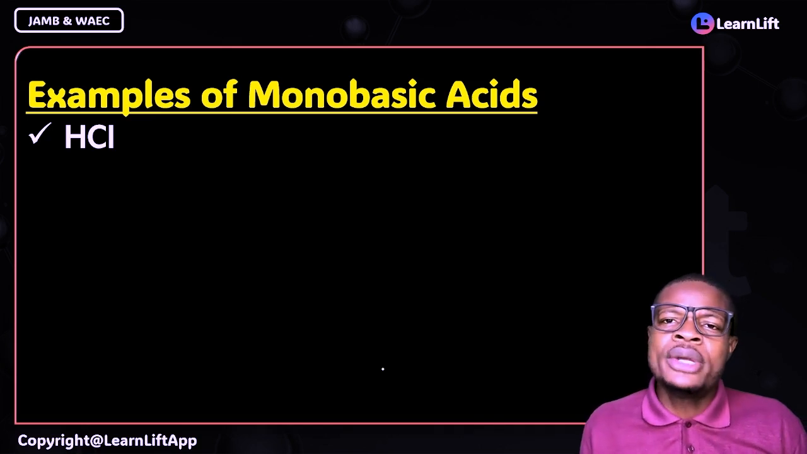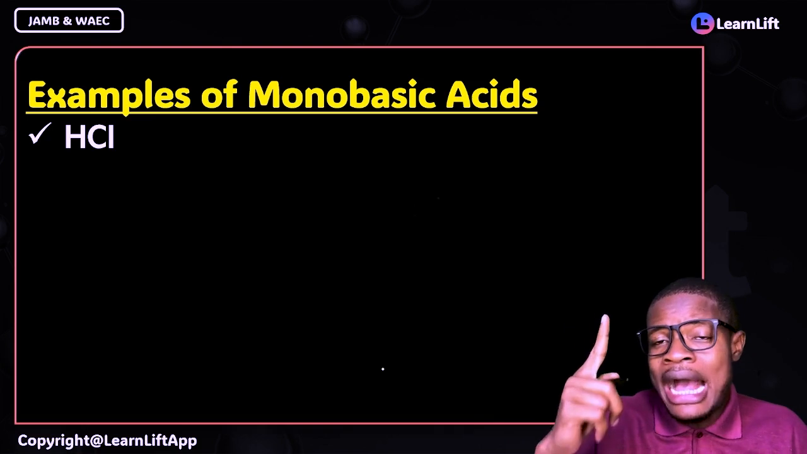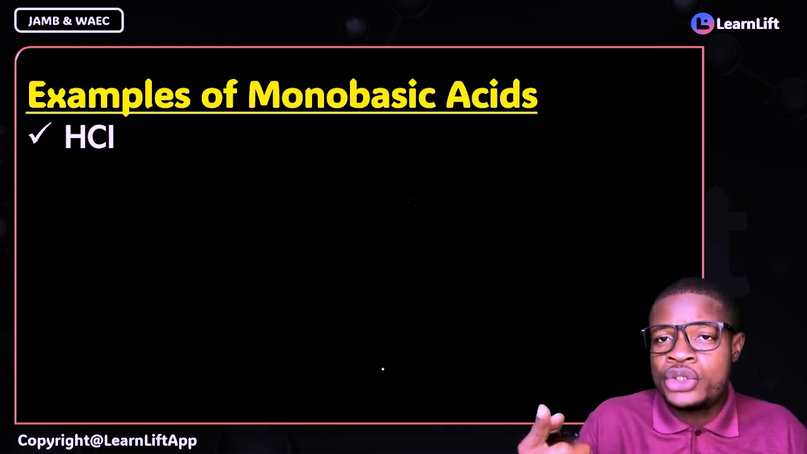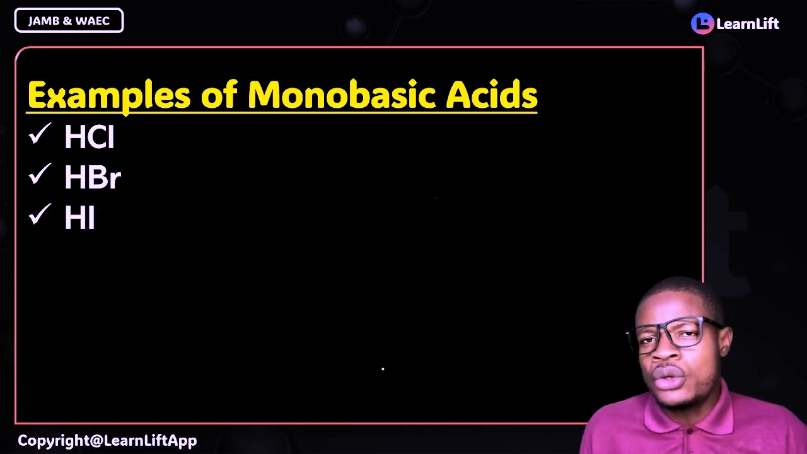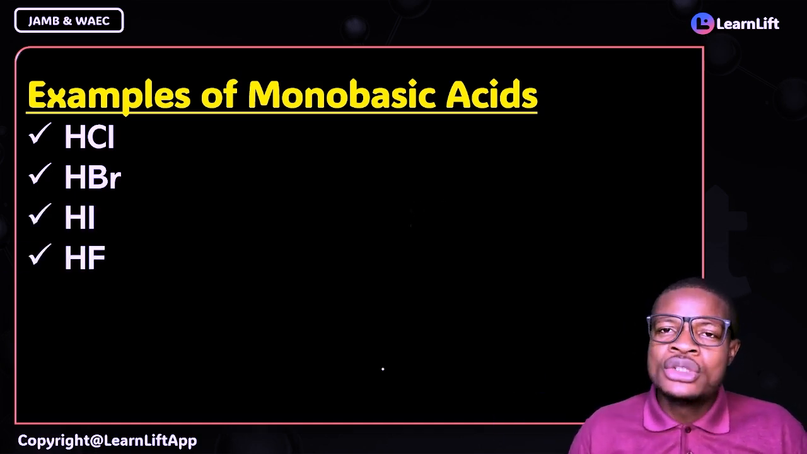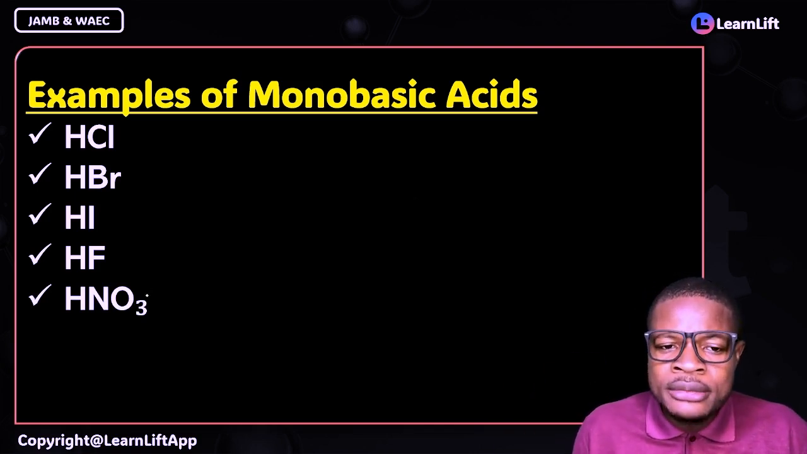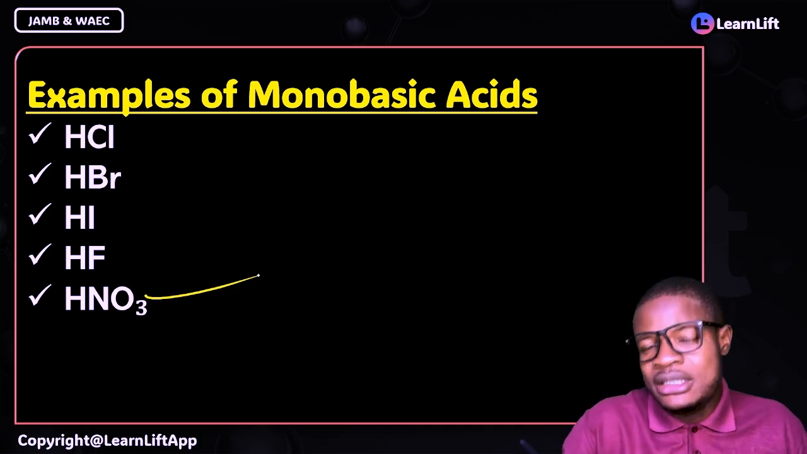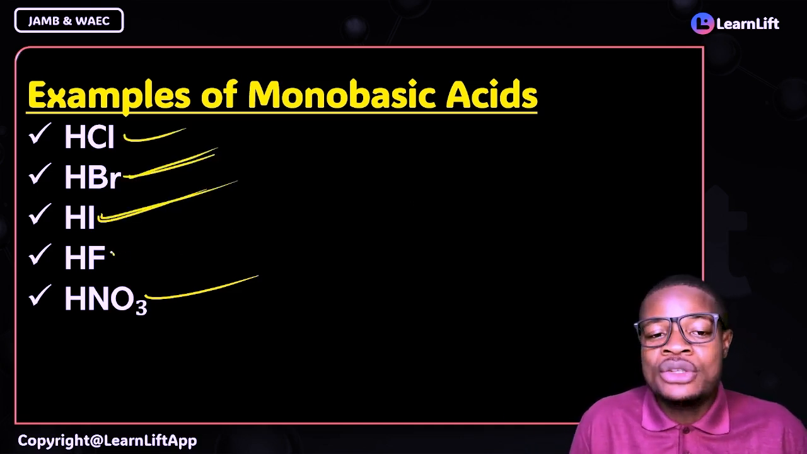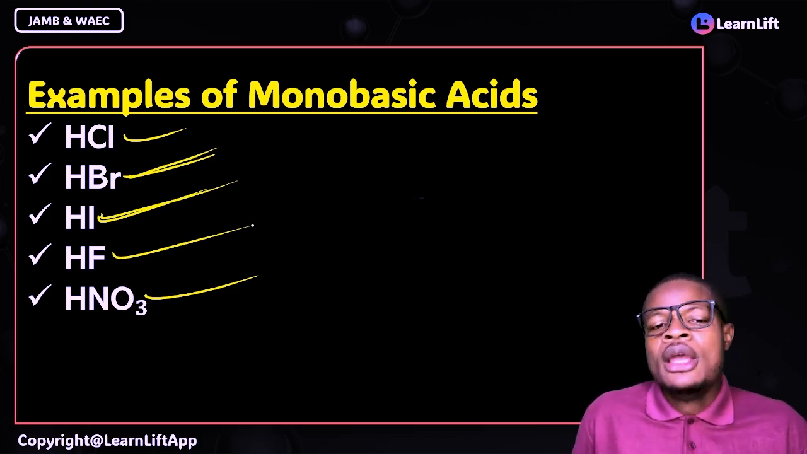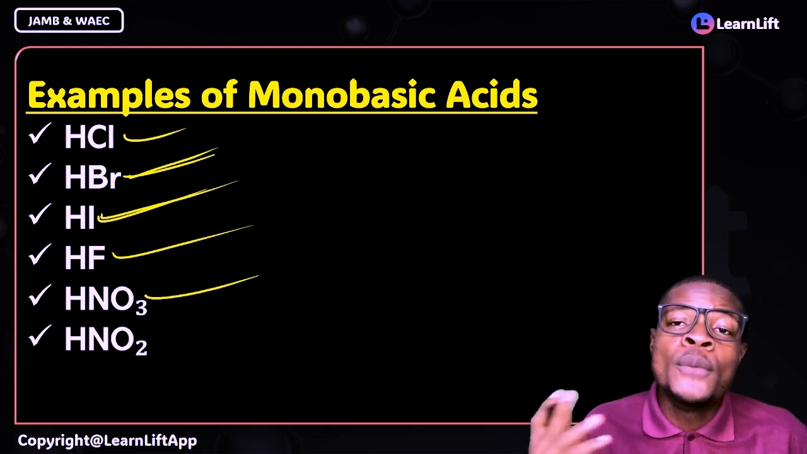The cardinal example is your HCl, because when it dissociates, you have just 1 hydrogen ion, and then your chloride ion. Another is your hydrogen bromide, right? Another is your hydrogen iodide. You also have your hydrogen fluoride. We also have your HNO3. Your HNO3 here is your trioxonitrate(V) acid, right? Good. This is your hydrochloric acid, hydrobromic acid, hydroiodic acid, your hydrofluoric acid, and so on and so forth. You get that very fast. Another is your HNO2, right? All of these are monobasic acids.